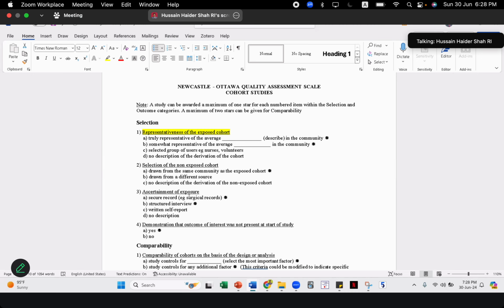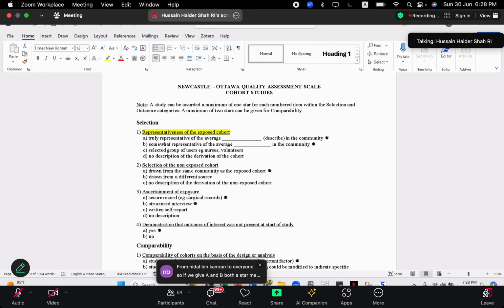If we conduct a structured interview, and the manuscript of the cohort study mentions that the authors did a proper structured interview to make sure that the participants in the exposed cohort are smokers, again, this is a good way to ascertain the exposure. But if the option is written self-report or no description, this means that proper ascertainment of exposure was not maintained. We won't give it a star.